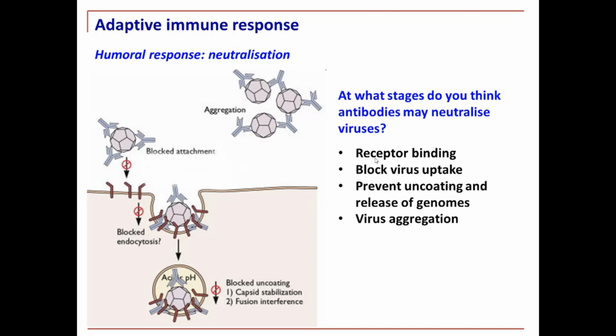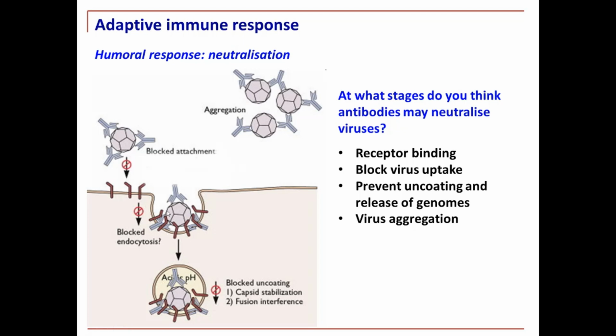So you can stop it from binding to its receptor. An antibody that you can see there binds to a virus and stops it binding to its receptor. It can also block the virus uptake, which is the second one. A lot of them get taken up through receptor-mediated endocytosis, for example, so taken into the cell via a receptor and into an intracellular compartment. And so you can stop the machinery from working and therefore getting endocytosed into the cell.